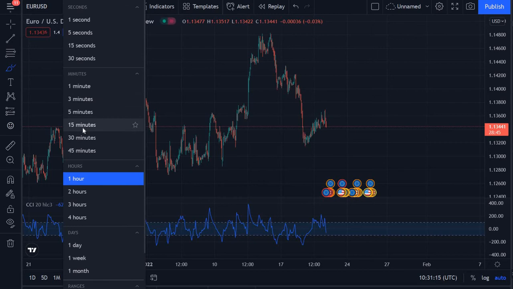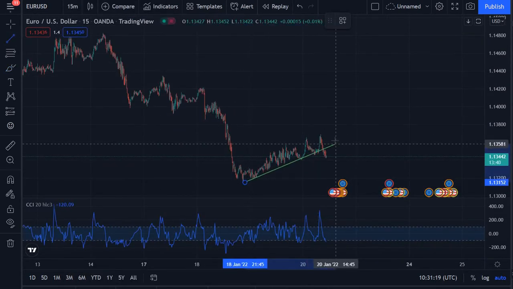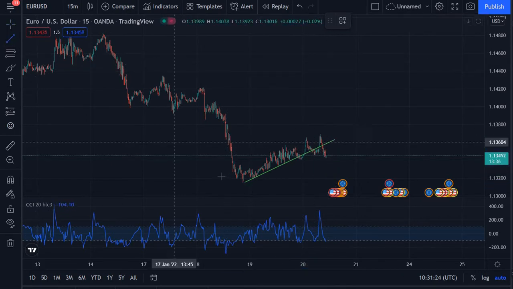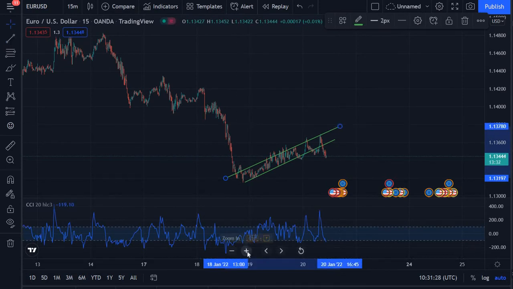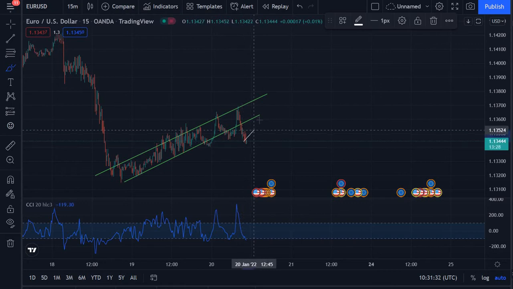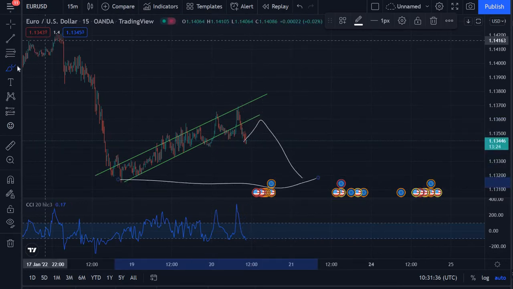If we check the 15-minute chart, so here a bit of a break below this channel now, so it looks like maybe we could see a pullback, kind of a retest, and then go to here. So this is the short or the trade to take.